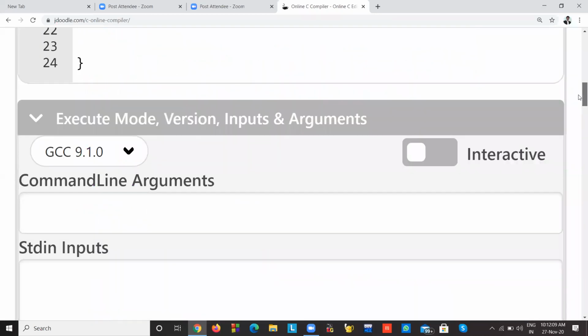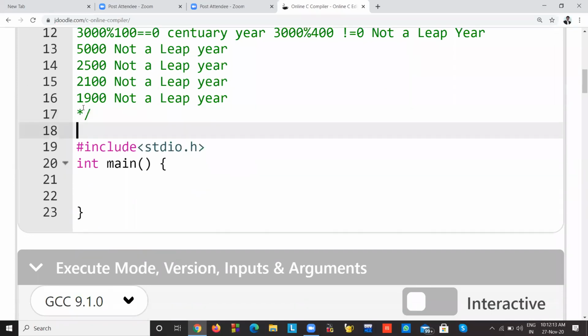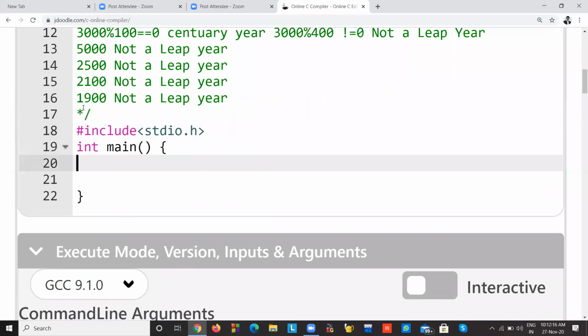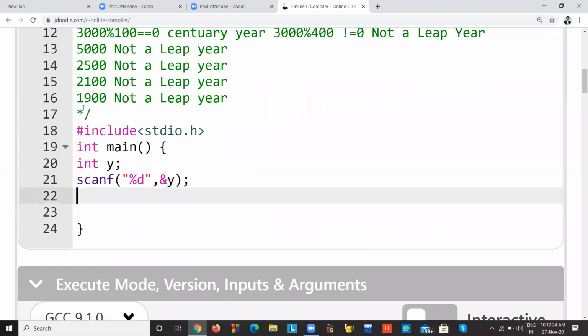Now we'll write this in a lengthy way, and later we'll make it short. Here the input is just the year only. So I'm reading an integer, ampersand y. Done. First of all, we need to determine whether it is a century or non-century year.